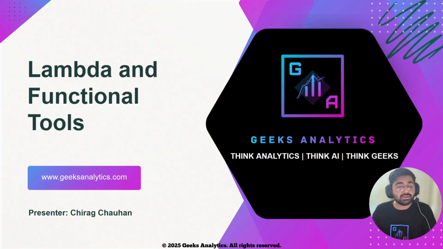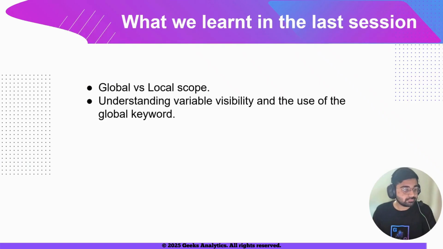Welcome everyone. Today we will have a look at Lambda functions and function tools like map, filter, and reduce, which are key tools for writing powerful, concise code for data transformation and data logic. In the last session, we learned about global and local scope and understanding variable visibility inside and outside of the function and the use of the global keyword.